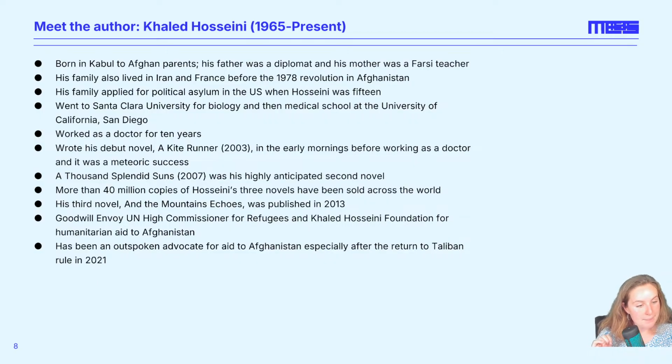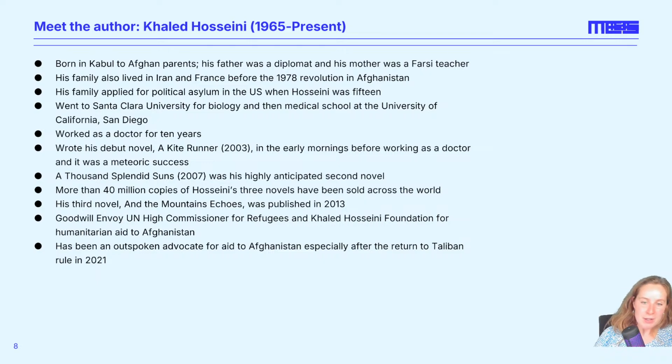They lived in Afghanistan, in Kabul, and then later in Iran and France before the 1978 revolution in Afghanistan, after which his family applied for political asylum in the US and they relocated to California, where his parents set up a restaurant. Hosseini went to high school in America and writes quite a lot about the culture shock he experienced moving from the Middle East and then Europe to the US.